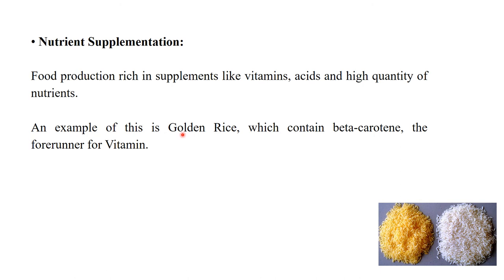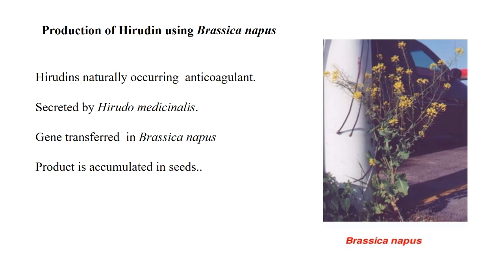Production of hirudin using Brassica napus. Hirudin is actually a naturally occurring anticoagulant. It is mainly found in Hirudo medicinalis. We take the gene from the Hirudo medicinalis and introduce this gene in the Brassica napus.